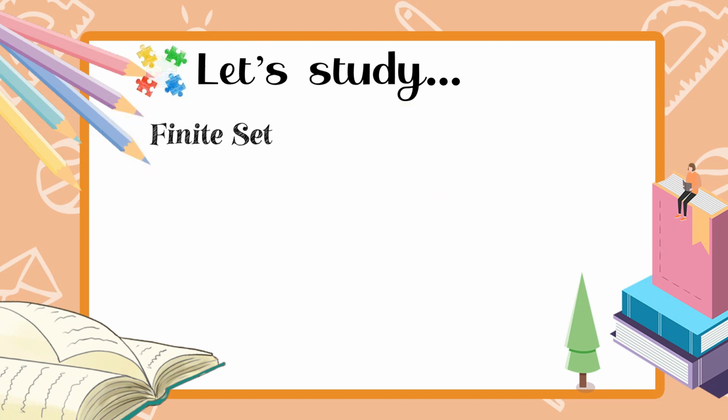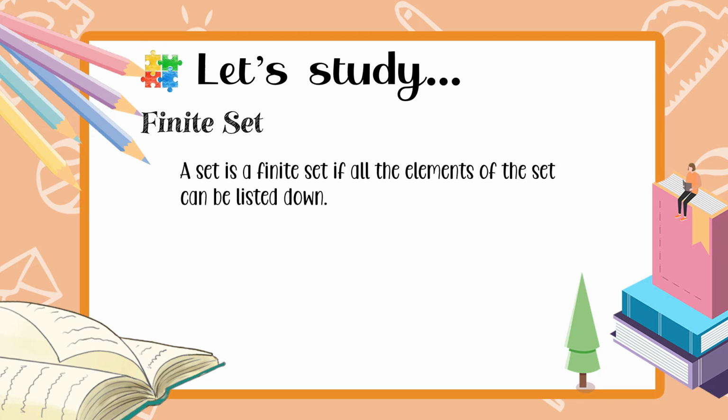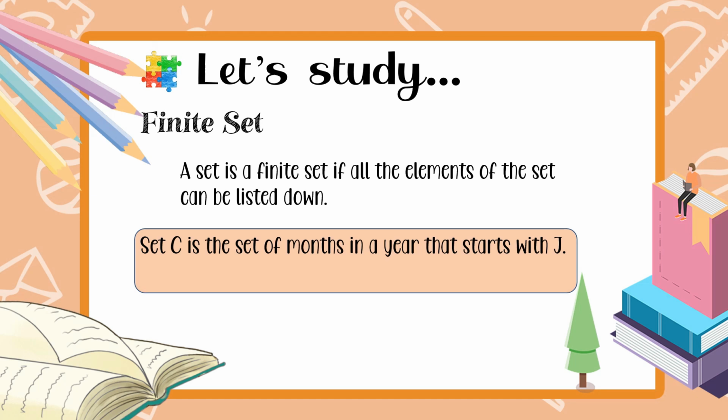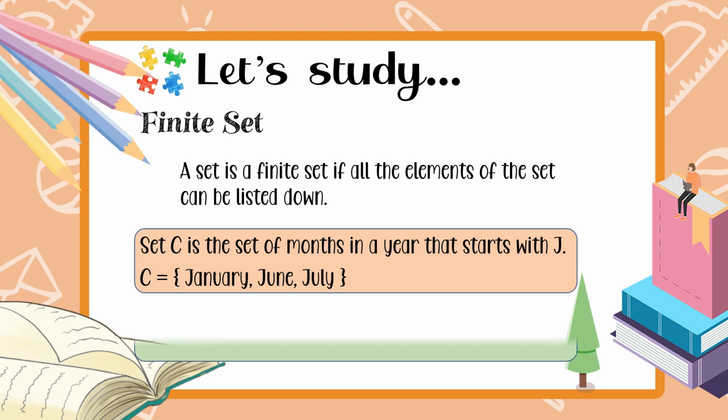A set is a finite set if all the elements of the set can be listed down. So, kung malilista natin siyang lahat, finite set yon. Example yung kanina, which is the colors of the rainbow. I'll give you another example. Set C is the set of months in a year that starts with J. So, yung mga buwan na nag-start sa letter J ay tatlo lang naman. So, we can list down that set. So, the elements of the set is January, June, and July. That is why it is a finite set.